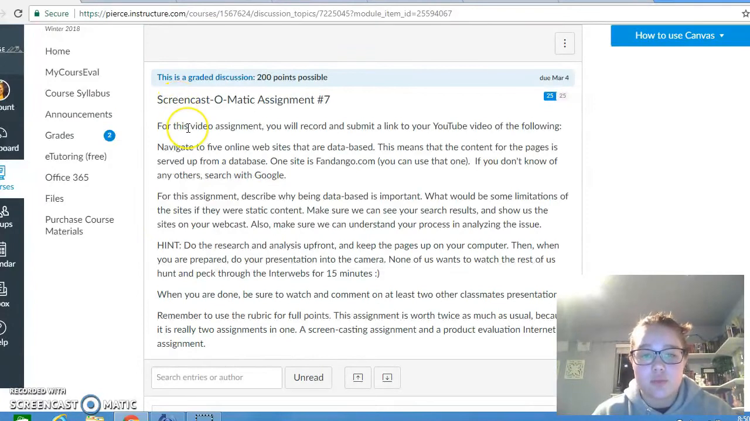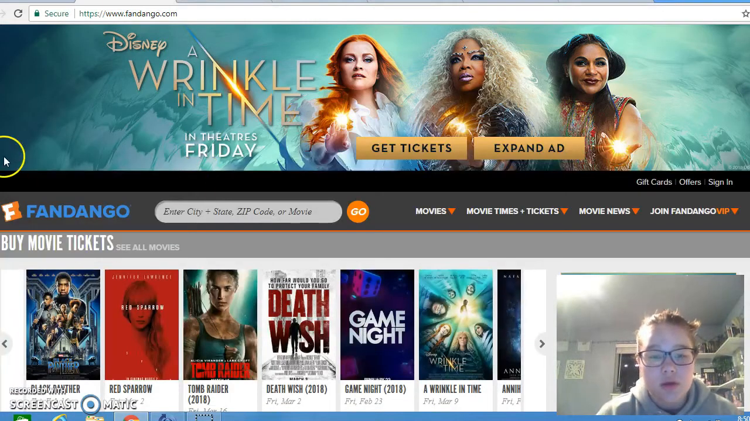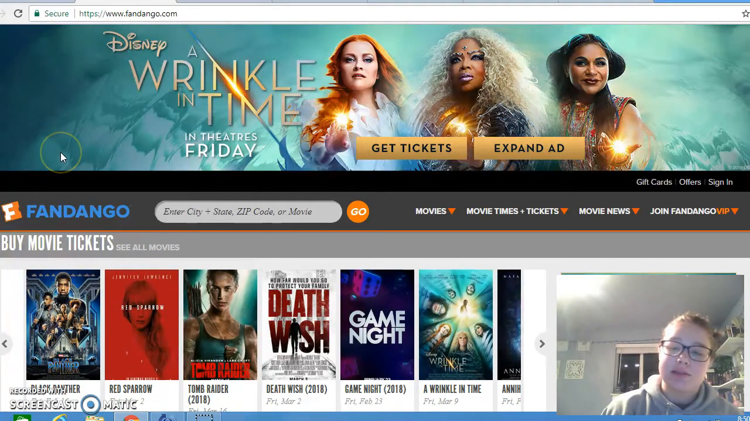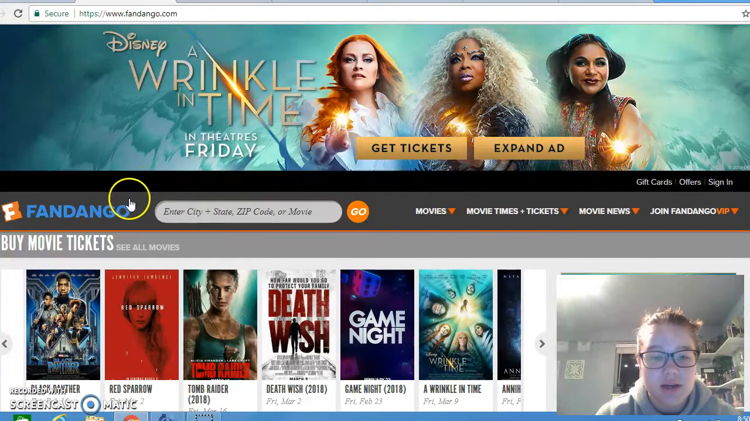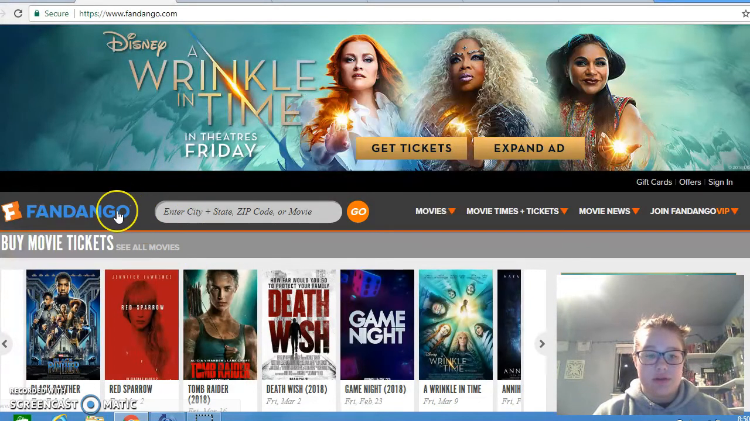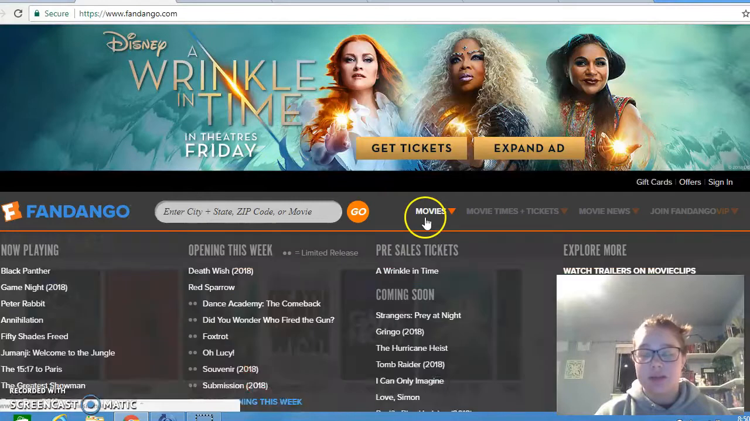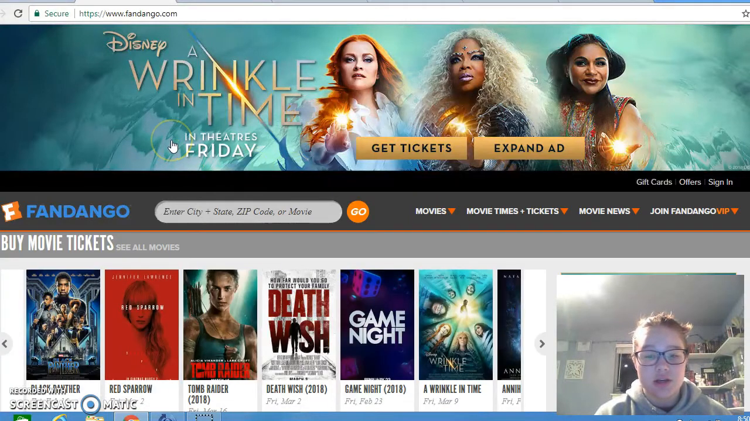We're going to be going through 5 database websites. We're going to start with the one that our professor told us about in the instructions, and that is Fandango.com. This is where you can buy movie tickets and all stuff along those lines. So this is a database as it has different cities and different theaters, different events that you can buy tickets to for movies, and it also has to update what movies are available at each theater at each time and what times those are playing for each theater.